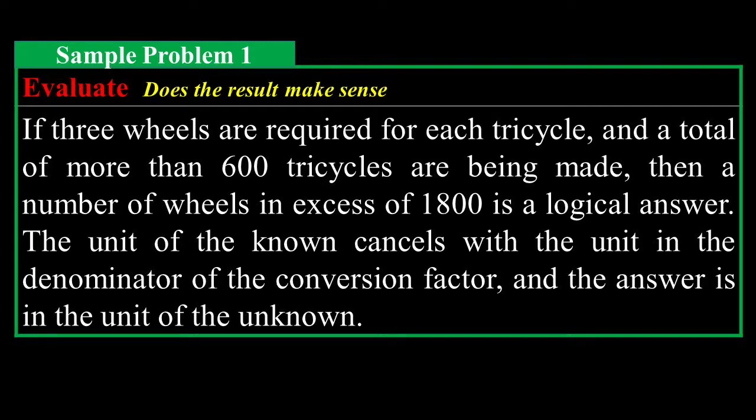Does the result make sense? If 3 wheels are required for each tricycle and a total of 600 tricycles are being made, then a number of wheels in excess of 1,800 is a logical answer. The unit of the known cancels with the unit in the denominator of the conversion factor, and the answer is in the units of the unknown, and we're done.